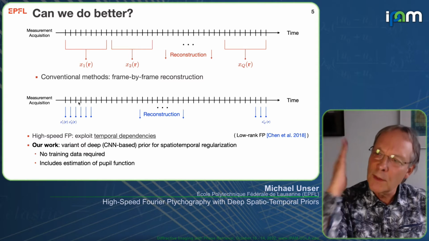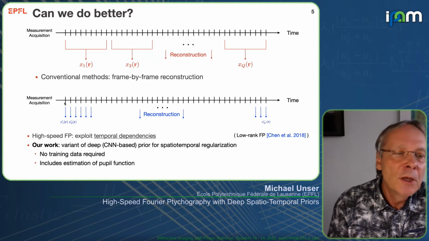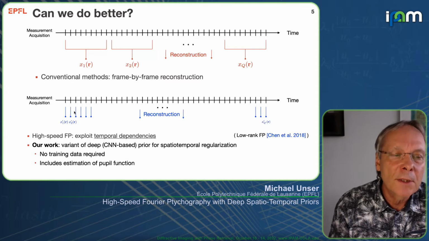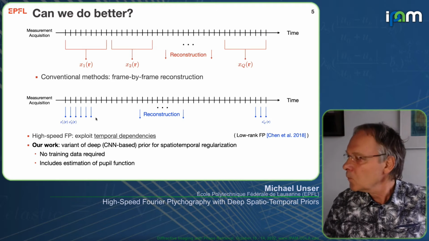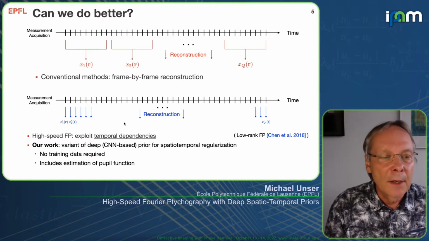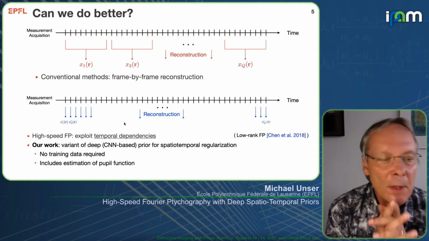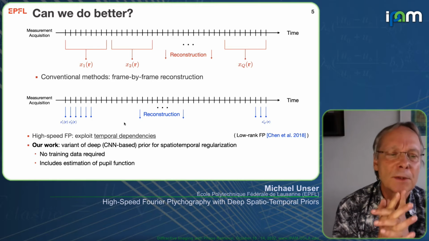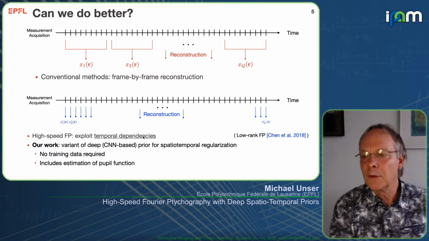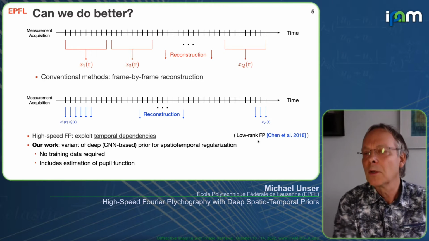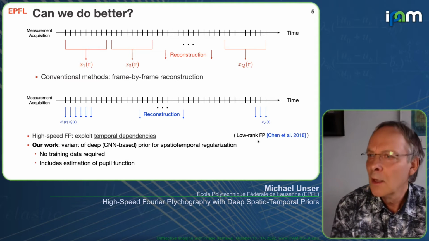So every time you take one of those modulated low resolution images, we want to reconstruct exactly at that fast rate. So how can we do that? Of course, then you have a very ill-posed problem. And actually, if you want to do high-speed Fourier Ptychography, I guess you can only do that if you're exploiting temporal dependencies. There's been prior work using low-rank techniques in time.